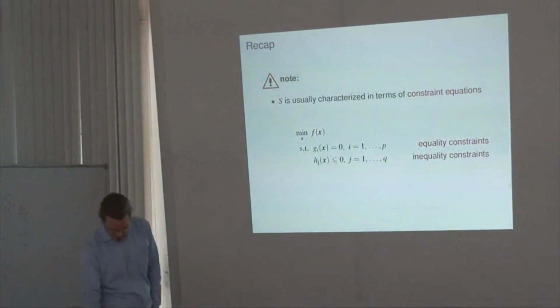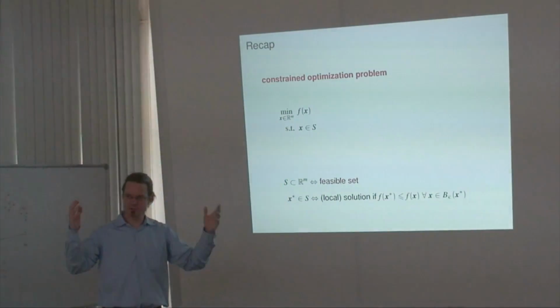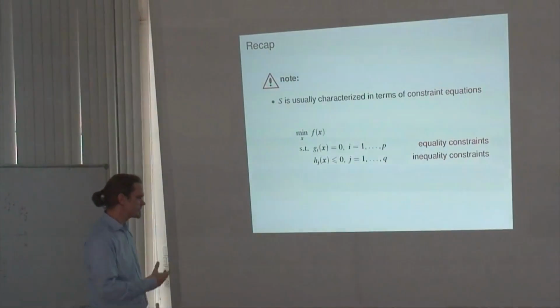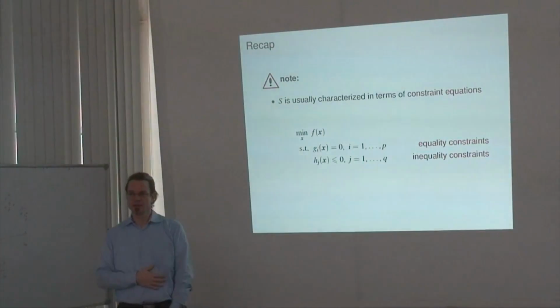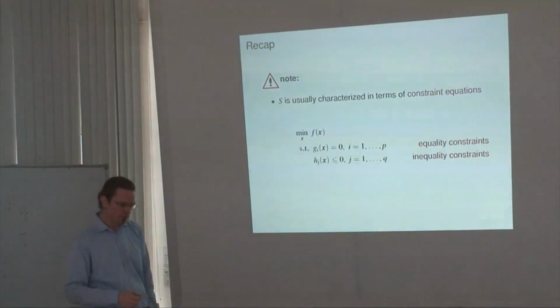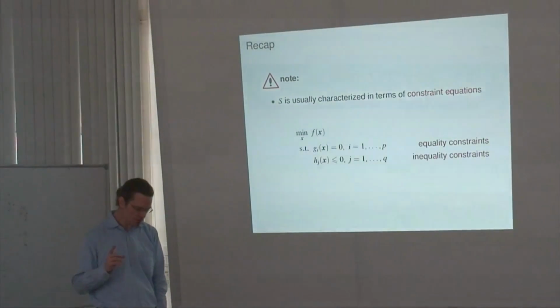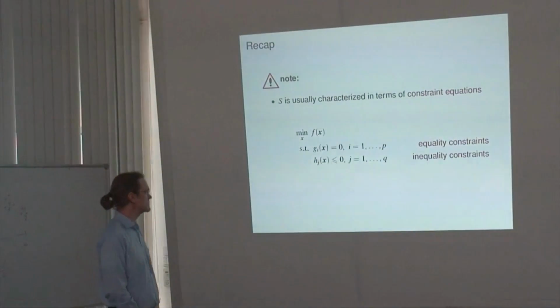And of course this is basically what we're dealing with. Some feasible set, we want to minimize something over that feasible set. In practice, saying x is to be a member of S is quite often a bit understated. So therefore, really typically, almost always, we find that set S to be characterized in terms of constraint equations.